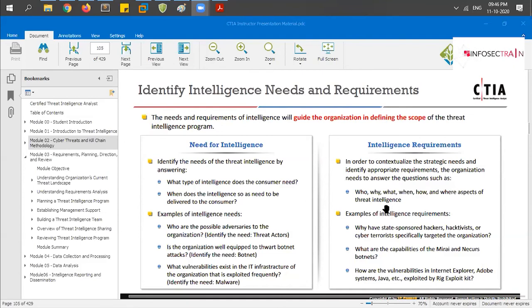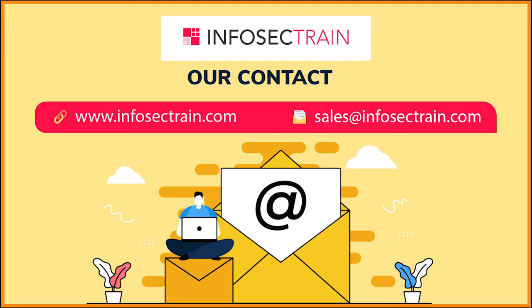Then the intelligence requirement is basically where you will be talking about who, why, what, when, how, and where, the aspects of threat intelligence, right? So, who will be requiring your threat intelligence? Why will they be requiring it? What type of intelligence is being required? How will you be sharing it, right? All these parts will be part of the intelligence requirements, right? Like why state-sponsored hackers or activists or cyber terrorists specifically target the organization, right? Understood, guys? Any doubts on this one? Anyone? Intelligence requirement and need of intelligence?